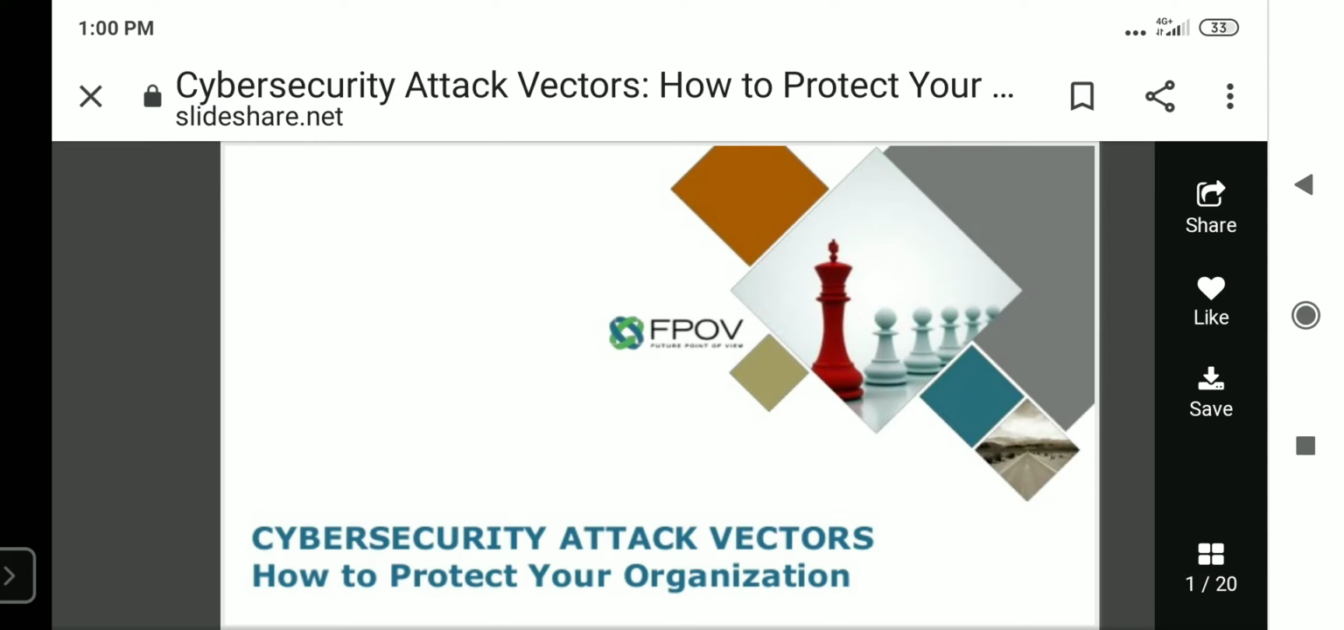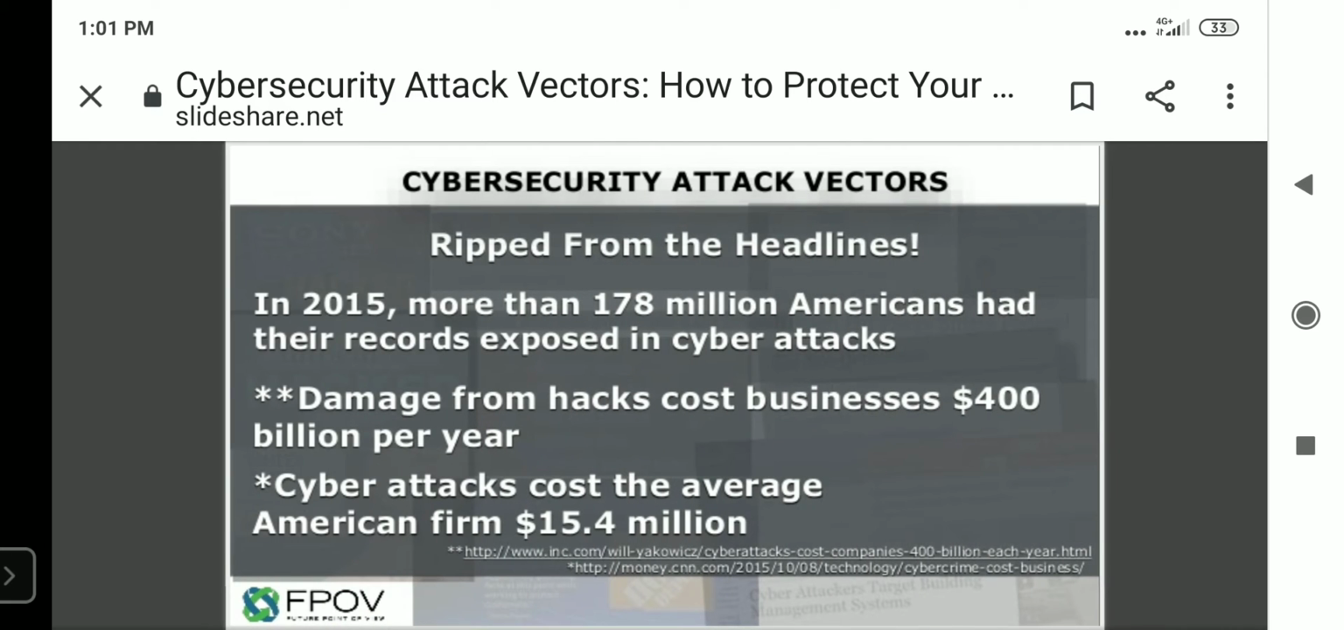Today we will discuss attack vectors as part of Module 1 of the course Cybersecurity. Friends, today we discuss three main attacks as part of the attack vectors: SQL injection attack, denial of service attack, and phishing attack. All these three attacks are known as attack vectors.